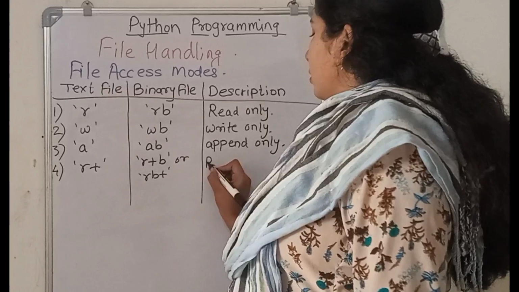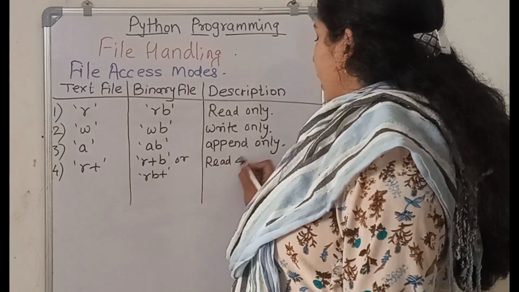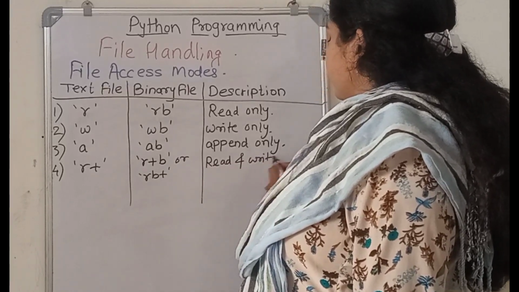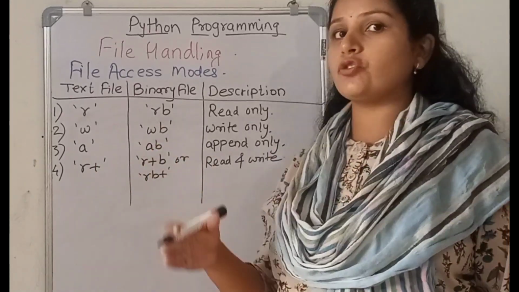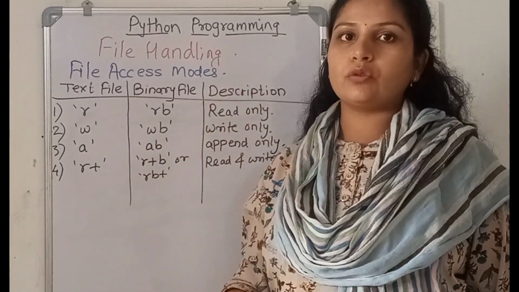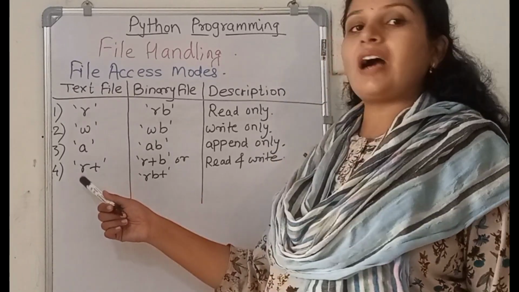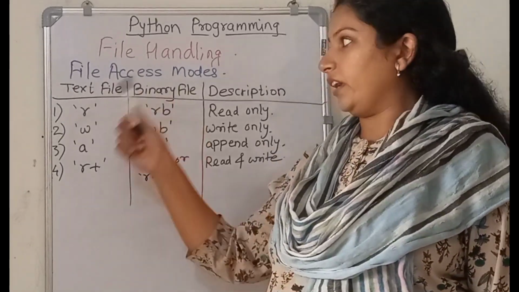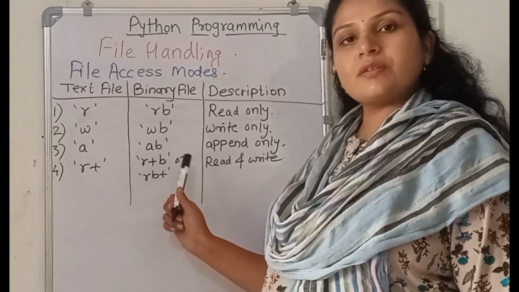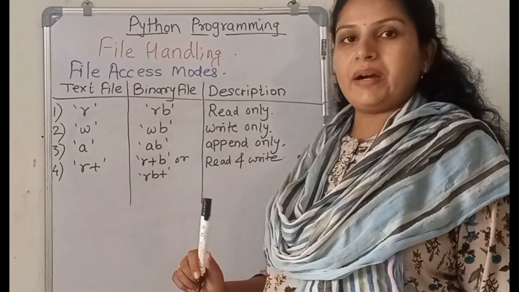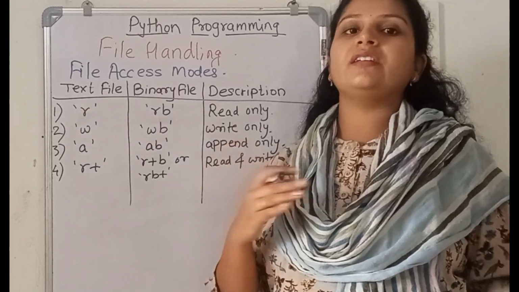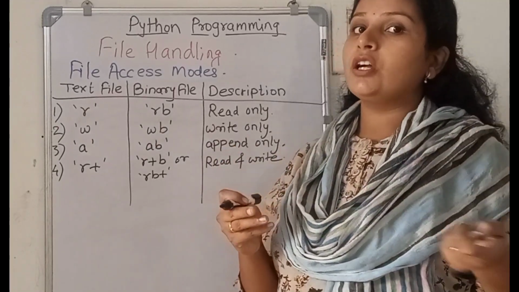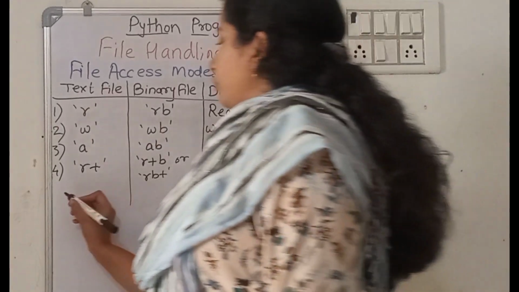Here, read and write. So when you want to read the content of the file as well as write new content to the file, then you use the R plus mode in the text file and R plus B or RB plus in the binary file. That means first you can read the content of the file and then you can write down the new content to the file.